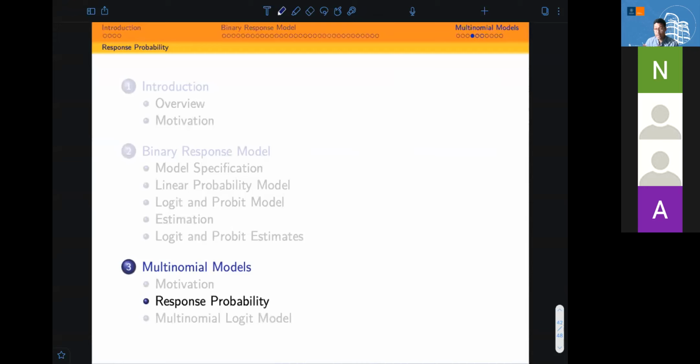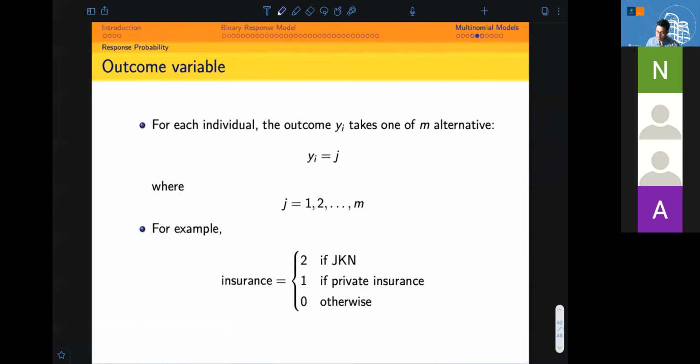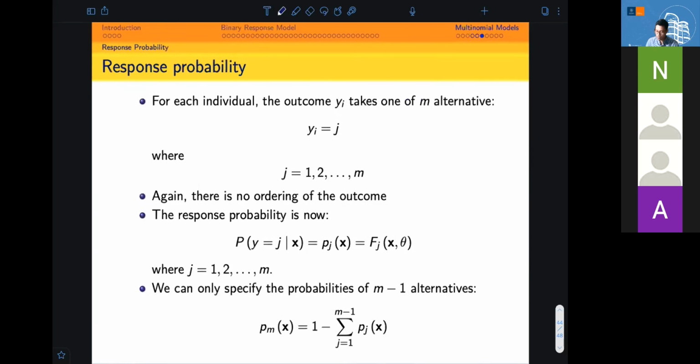All right, so with any binary variable or with any multiple response model, you always want to talk about the response probability. So for each individual, the outcome Y is going to take one of the M alternatives. Okay, so in this particular case, the outcome for individual i could be j equal to 1, 2, or M. So in this case, j equals 1 is JKN, j equals 2 is private insurance, j equals 3 is otherwise. Okay. So the response probability right now is going to be the following. What's the probability that an individual chooses alternative j conditional on observables, where the probability Y equals j is going to be the three alternatives that we just discussed.